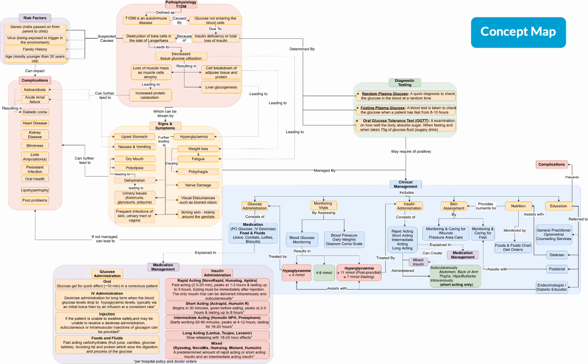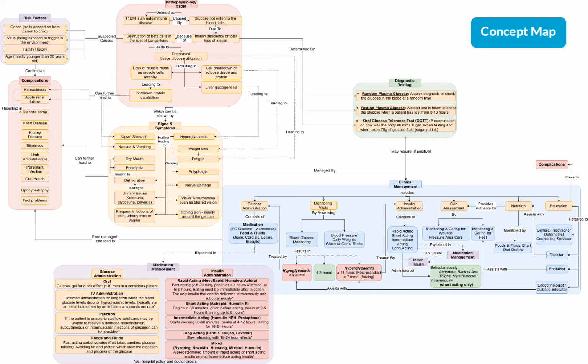So back up to the pathophysiology, that increased protein catabolism, this breakdown of the amino acids, makes your body very acidic. So then that leads to an upset stomach and nausea and vomiting. And so the way that we can clinically manage this is in the blue box. And so that blue box starts off with the monitoring of our vitals.